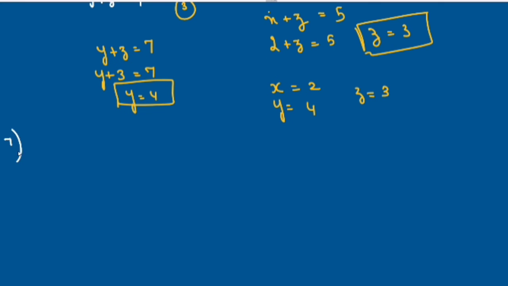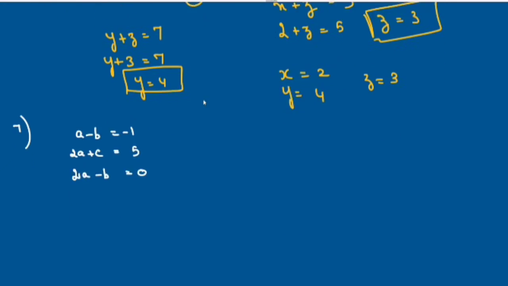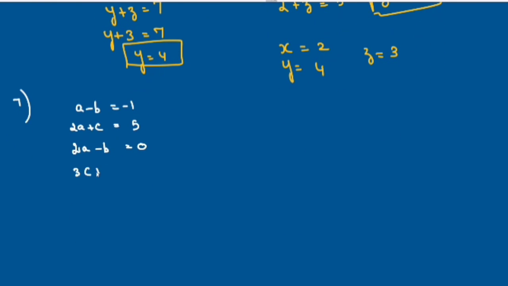Question number 7. a minus b is equal to minus 1. 2a plus c is equal to 5. 2a minus b is equal to 0. 3c plus d is 13. See, 2a minus b is equal to 0.